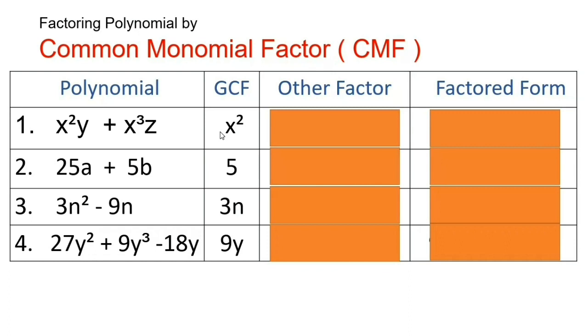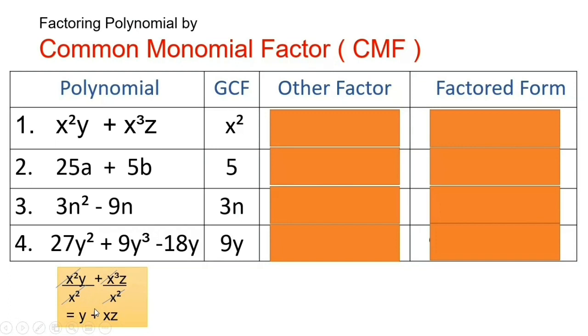So, for example, for number 1, we have x squared y divided by x squared, yung GCF natin, plus x cubed z divided by x squared. So, ika-cancel out lang natin yung mga magkakaparehas. So, we have x squared, maka-cancel out na siya. Matitira na lang si y.